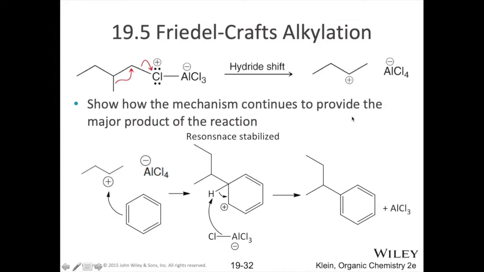Okay. So here's the full mechanism showing how it yields that major product. Again, it's the same as before. You have your benzene attacking that carbocation. You make your sigma complex, and your aluminum complex comes along and acts as a base to pluck off that proton, restoring aromaticity and your product. But the key thing here again is that even though you started off with a primary alkyl halide, you wind up with a secondary alkyl substituent because of that rearrangement, because of that hydride shift. So watch out for that.